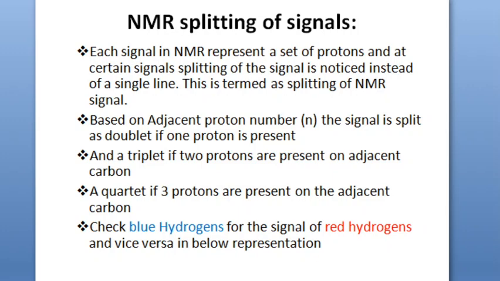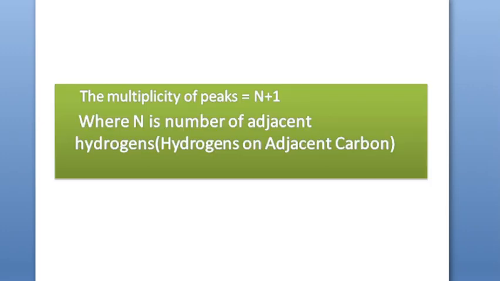So if you want to know the signal of a red hydrogen, what should we check? You should check the blue hydrogens number. And if you want to know the signal of a blue hydrogen, you should check what? The red hydrogens number. So based on the number of red hydrogens, you will get the signal of blue hydrogens, and based on the number of blue hydrogens, you will get the signal of red hydrogens.